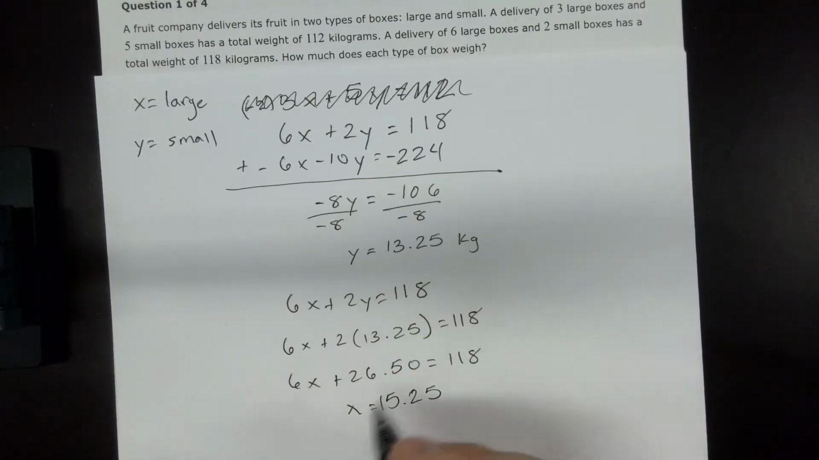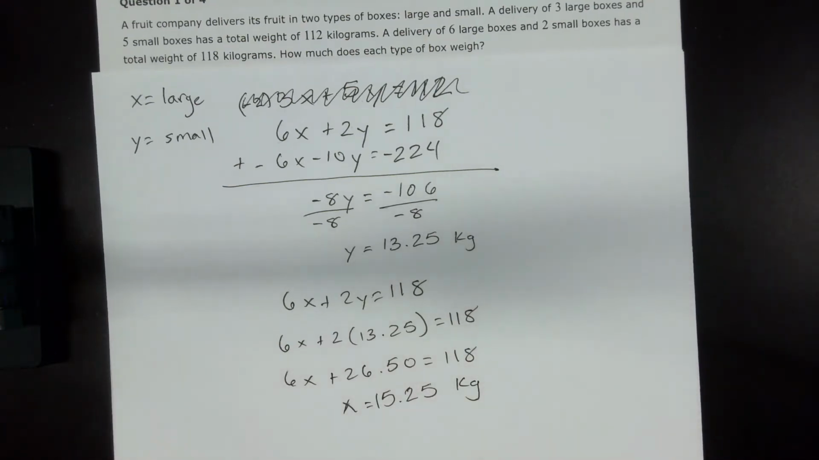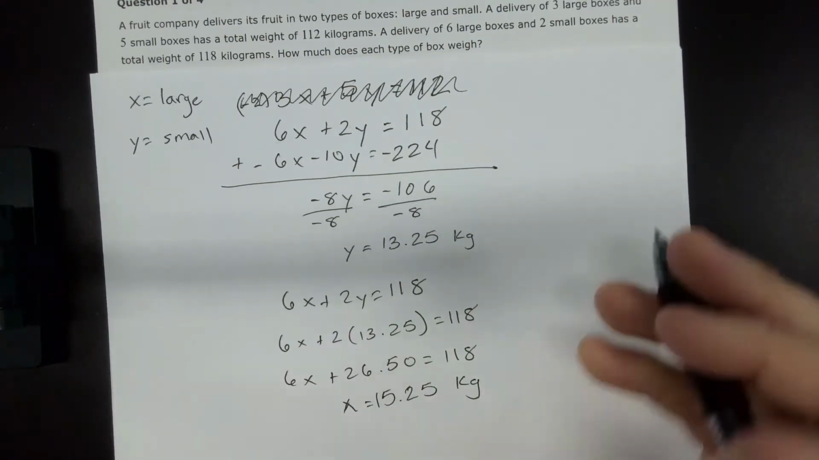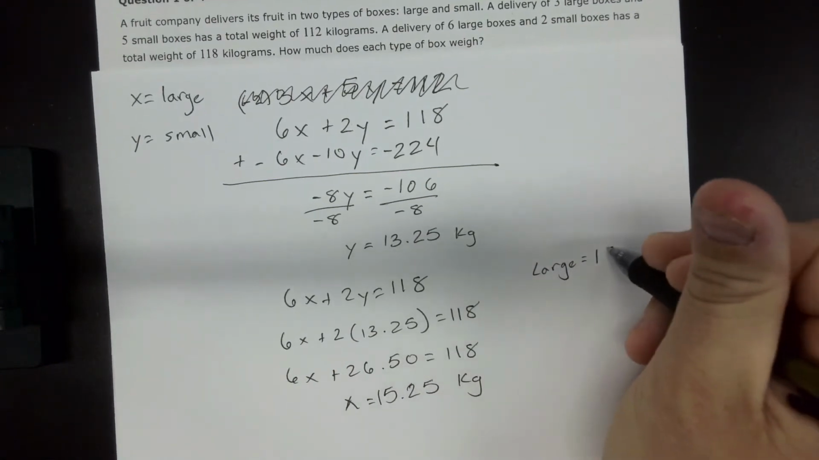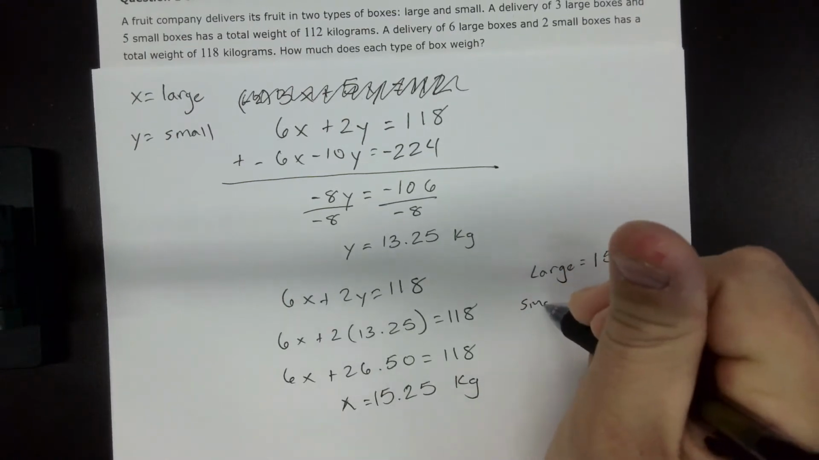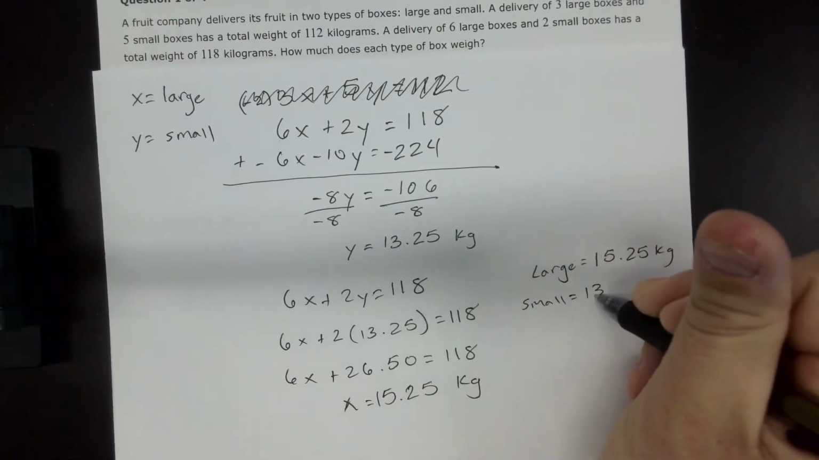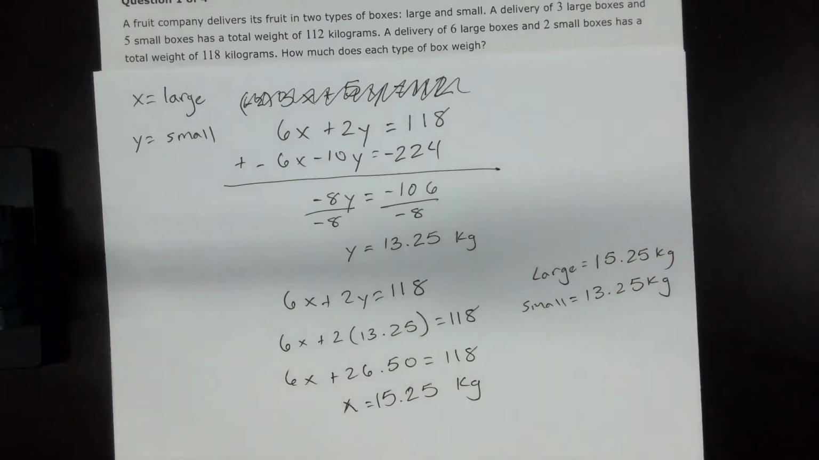Okay, so now look, the way you're going to type this is they're going to say weight of the large box. So we know that the large box is 15.25 kilograms and the small box is 13.25 kilograms. Everyone see that? So today you're not going to get whole numbers. Today you're actually going to get decimals, which is okay.